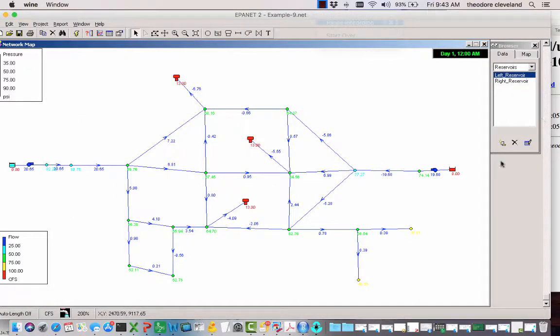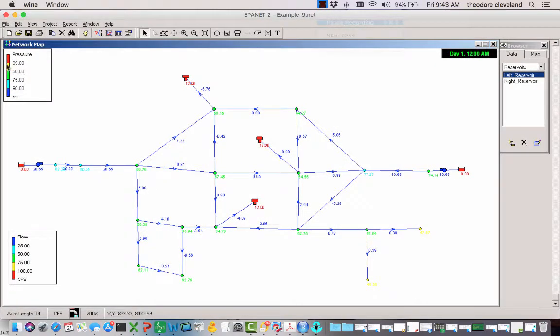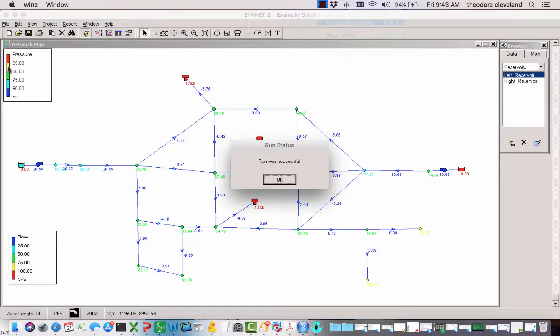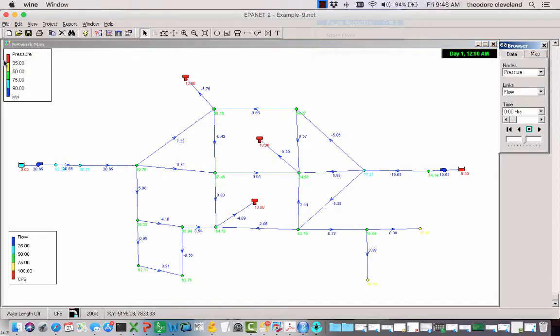There, after a bit of fuzzing, we now have the model run was successful, and we can step through and watch the behavior of the system as time evolves. Pressures here are getting a little bit on the low side.